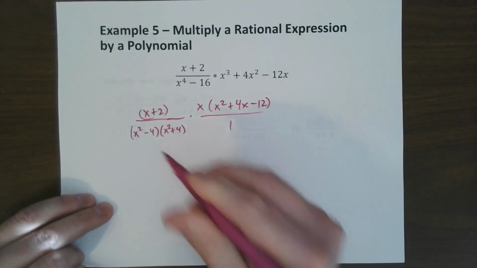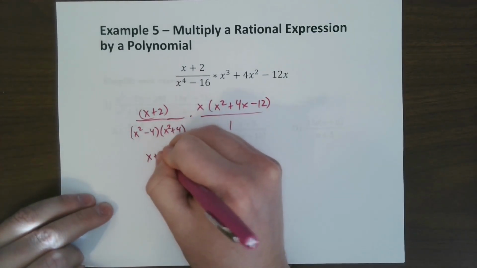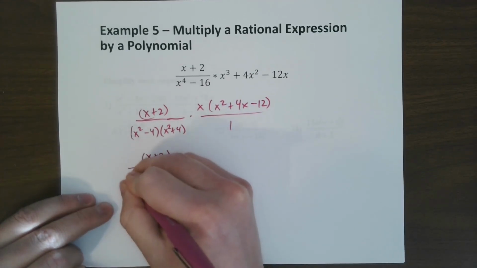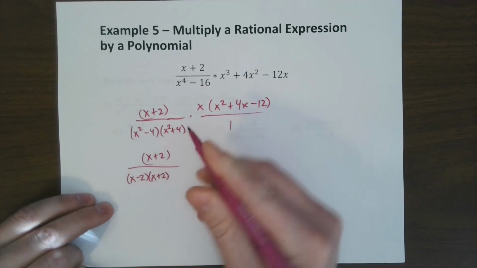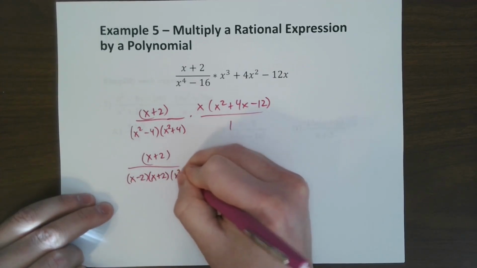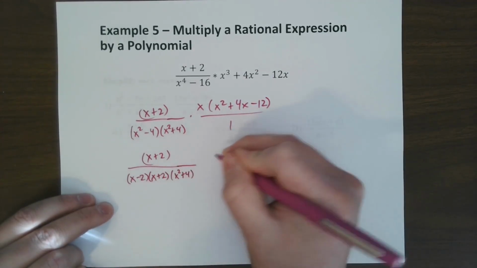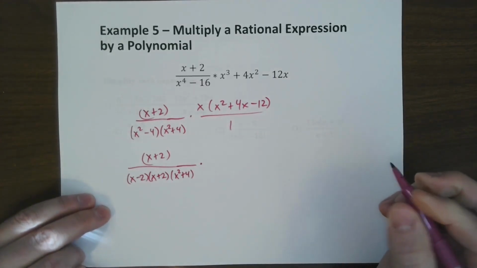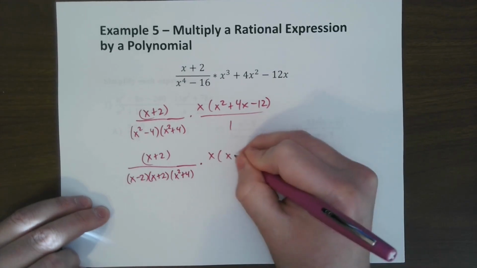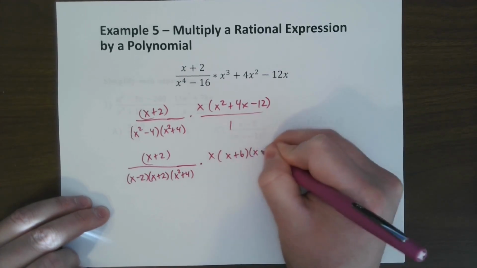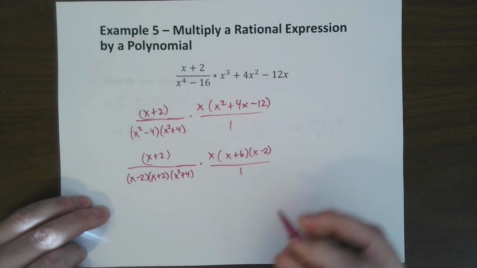I still got more factoring to do. So I got x plus 2. And on here I got x minus 2, x plus 2. But since this is a plus, we don't mess with it. We just leave it be, because we're not going to deal with imaginary numbers. Factor this one. So x plus 6, x minus 2, all over 1.